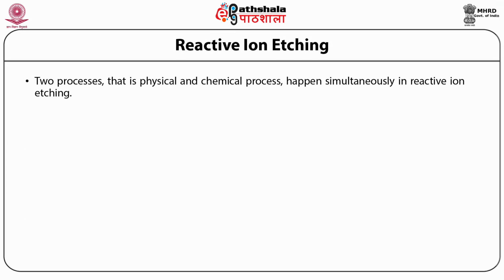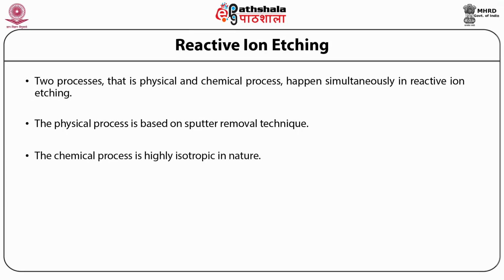Two processes, that is, physical and chemical process, happen simultaneously in reactive ion etching. Both of them are responsible for the completion of the etching process. The physical process is based on the sputter removal technique. In this ion bombardment process, the rate of etching is dependent on the sputtering yield. It shows poor selectivity. The chemical process is highly isotropic in nature.